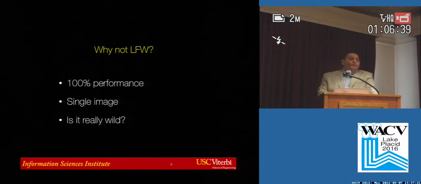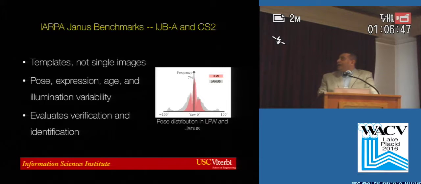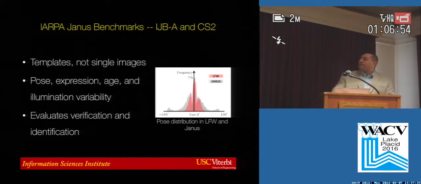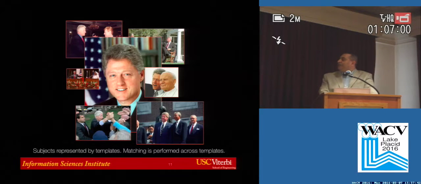Why not LFW? Because it's saturated and we don't believe it's really in the wild. In LFW, each subject is represented by a single image rather than a template. In IJB-A, each subject is represented by a number of images across different poses, ages, expressions, and so on. It also evaluates both verification and identification. This is a sample template for one of the subjects in IJB-A.